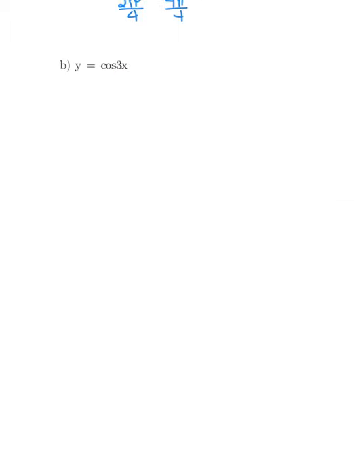On example B, where we are changing period length, the b in our problem is the 3. It's the number directly in front of the x. So to find the period length, you take the standard period for a cosine function, which is 2 pi, and you divide it by your b. 2 pi divided by 3 is 2 pi over 3. That does not simplify.